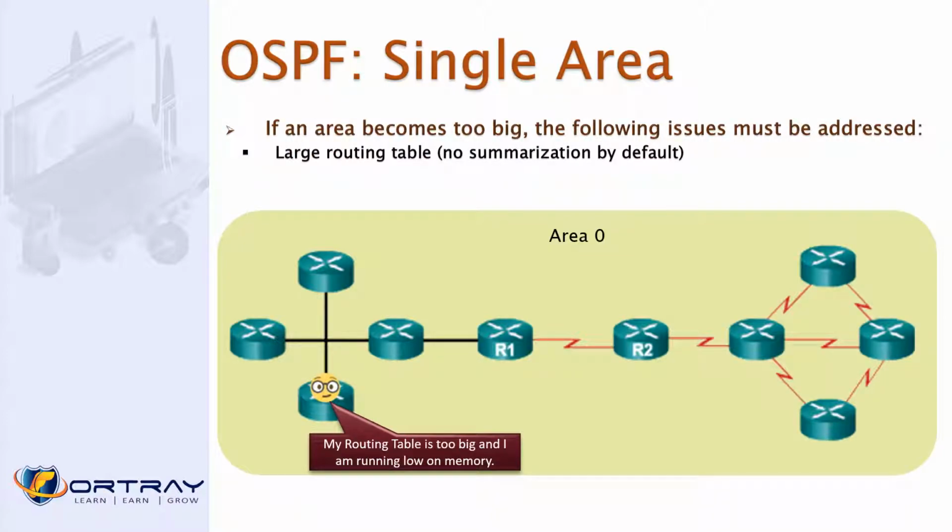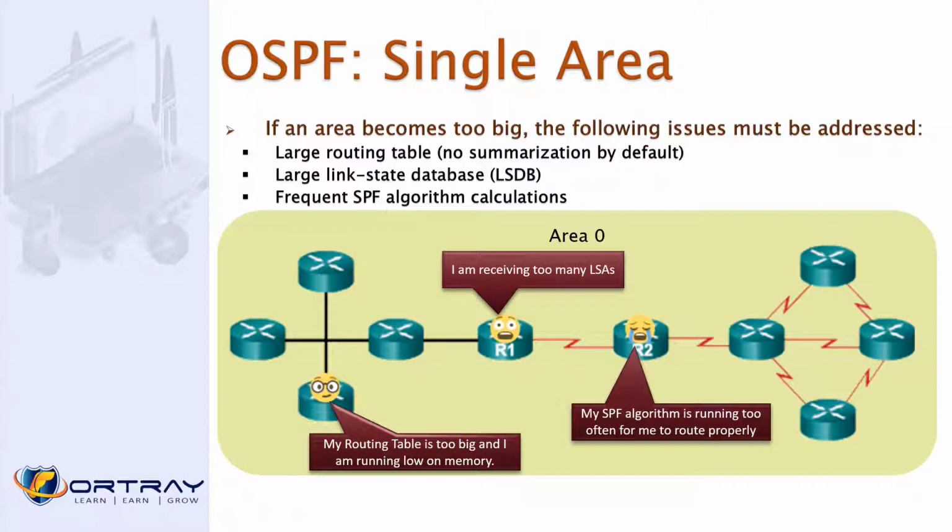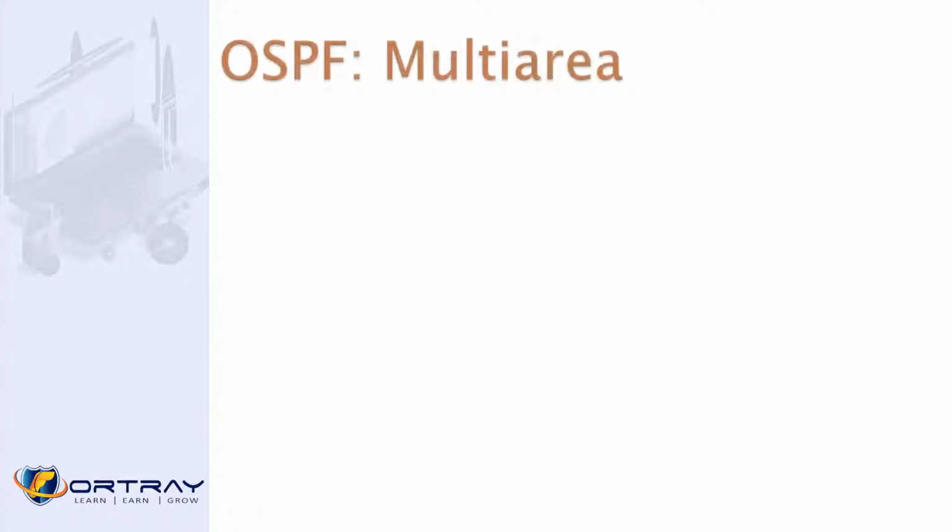If the area becomes too big, my routing table is too big and I am running low on memory. So this router is complaining about a large link state database on R1. I have too many LSAs and frequent SPF algorithm runs, so maybe a lot of changes are happening. R1 and R2, because they are connected to two different networks, a lot of changes are happening in the one flat area network. The SPF algorithm is running too quickly, too often, and that is why it is not having a proper routing table.